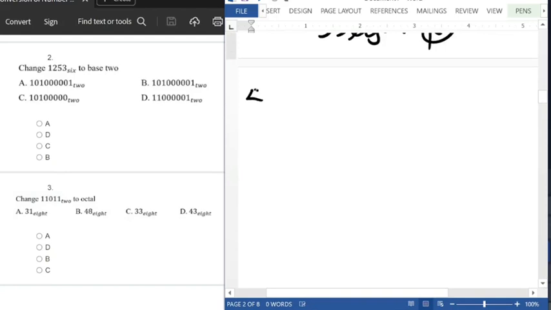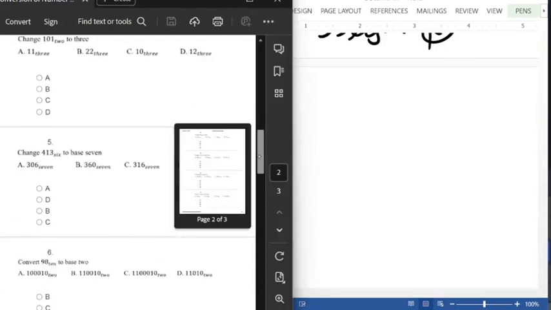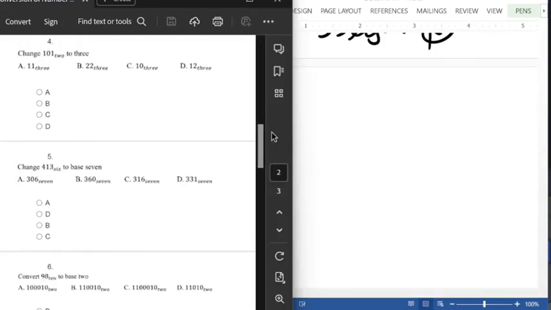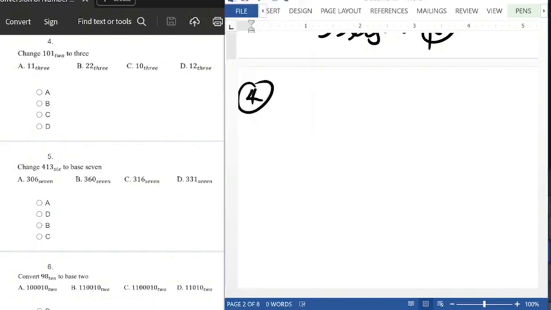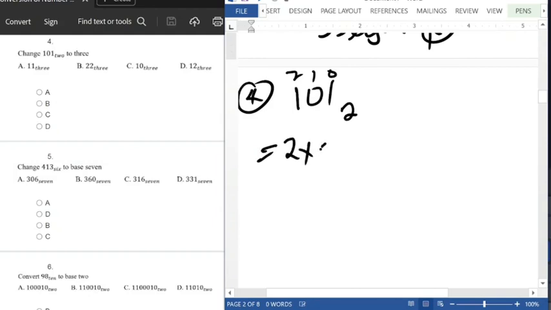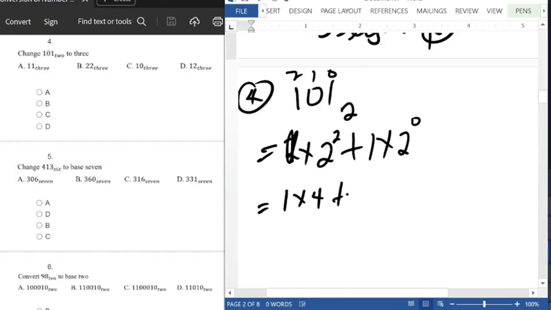Now, question number 4. Change 101 base 2 to base 3. So the same thing, 0, 1, 2. So that's going to be 1 times 2 raised power 2, plus 0 is useless there, plus 1 times 2 raised power 0. So this will give us 1 times 4 plus 1 times 1. And that gives us 4 plus 1 equals what?